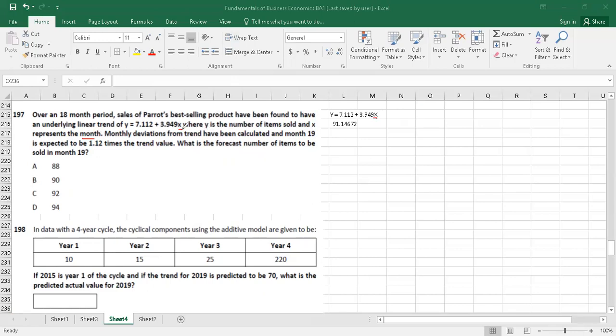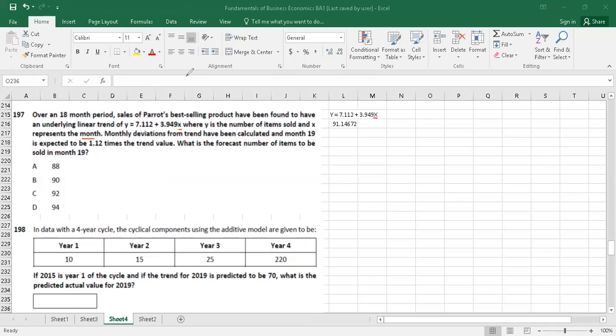Now, we see the equation has 7.112, which is constant. 3.949 also is constant. But depending on the number of the month, the variation, the deviation in the trend also takes place. So what do we do now?